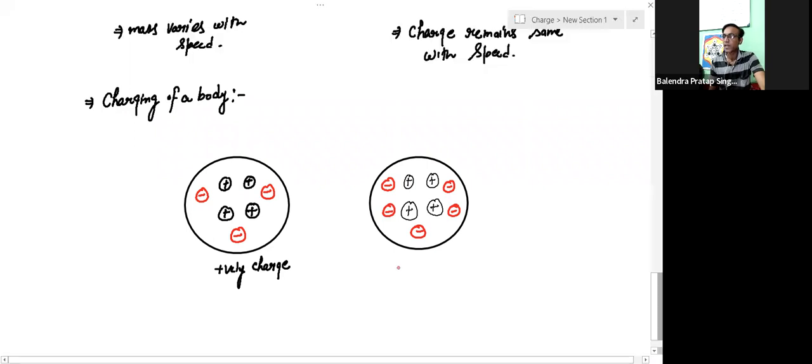So we consider this body as a negatively charged body. Is it clear?